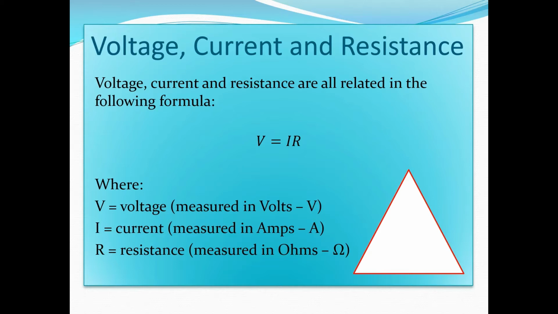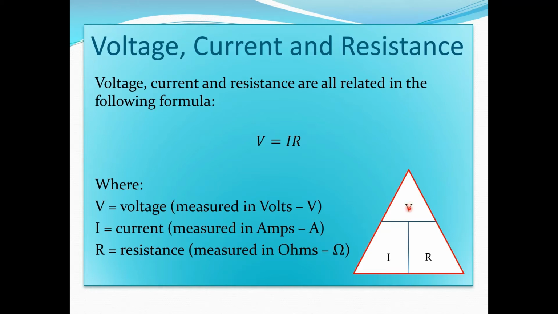So we split our triangle into 3 sections. In the top section, we're going to put V for voltage. And then in the bottom 2 sections, we're going to put I for current and R for resistance. Now, remember, the way these triangles work is we cover up the letter we're wanting to find out, and that tells us what our equation is. So I'm going to use a little laser pointer here to cover them up because I've not got any other way of doing it at the moment.